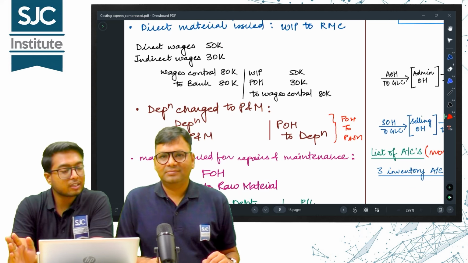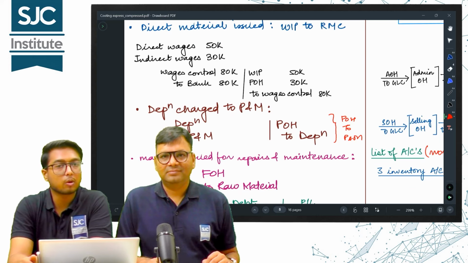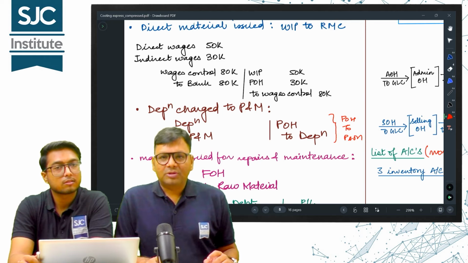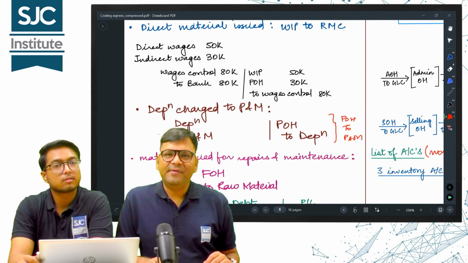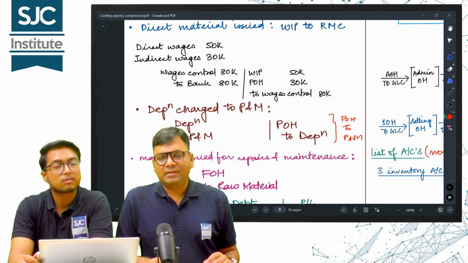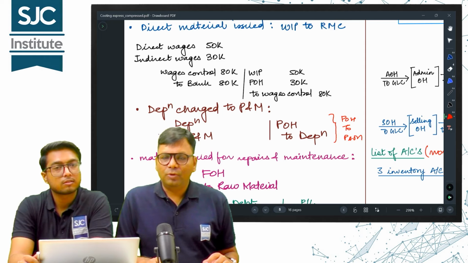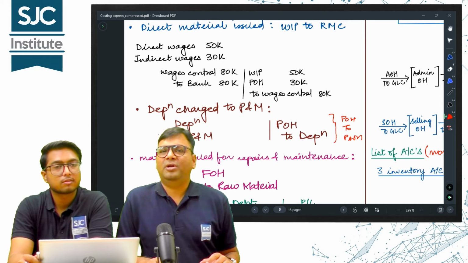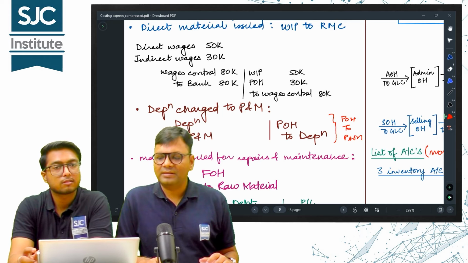Fourth, direct wages 50,000, indirect wages 30,000. In this case, first you add up both, that is 80,000, pass the entry for payment which will be wages control to bank 80,000, and then allocate wages to direct and indirect. Direct means allocate to WIP, indirect means allocate to production overhead. So WIP debit, production overhead debit to wages control.